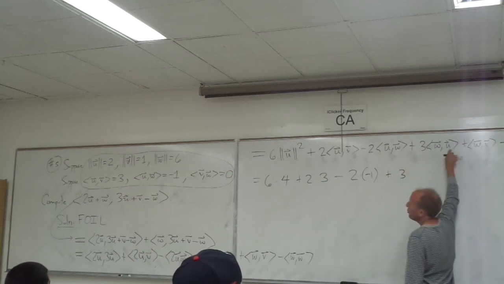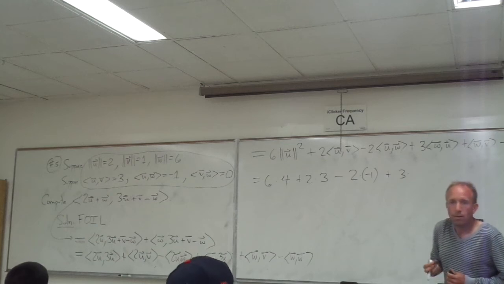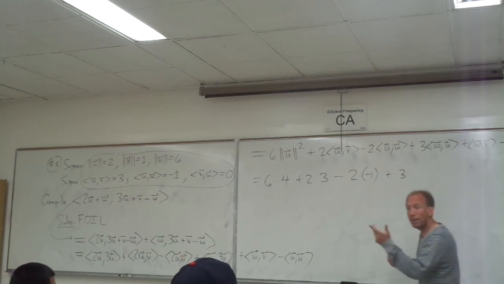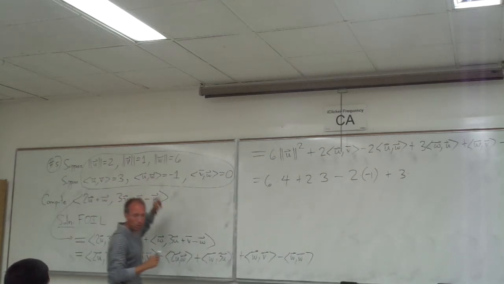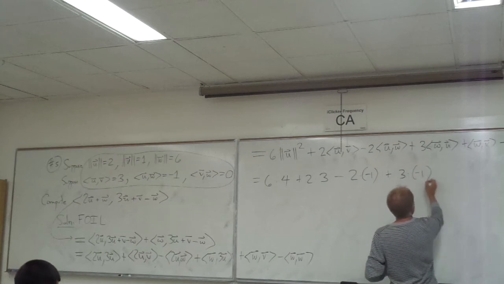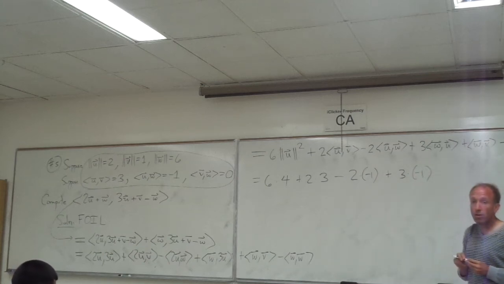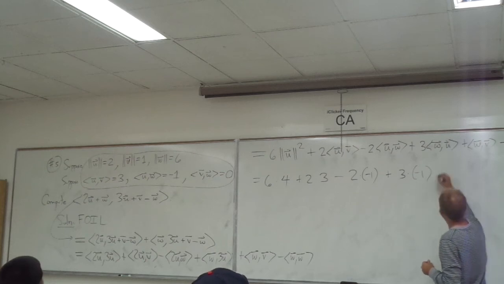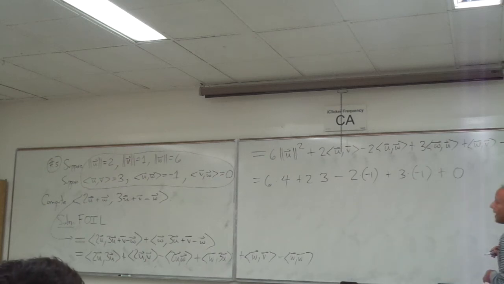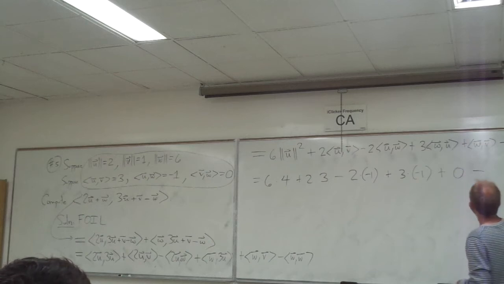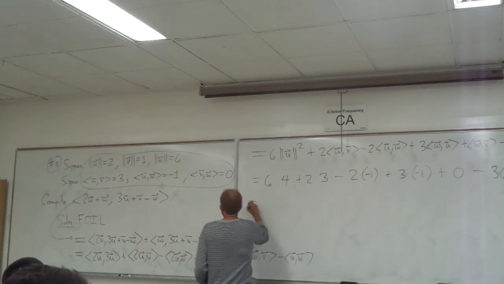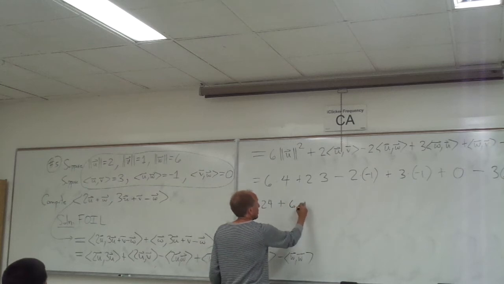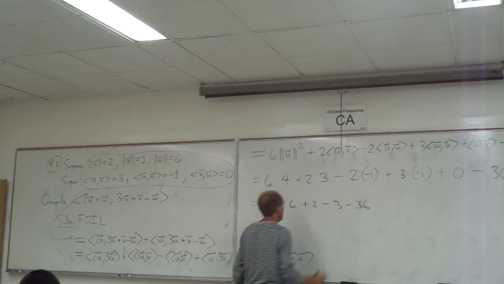Oh, the inner product of w with u, I don't see that up there anywhere. It's the same. The inner product of w with u is the same as the inner product of u with w, so I can just use that. It's -1. Okay, very good. What's the inner product of w with v going to be? That one is 0, okay? And then the last one is minus the norm squared of w, which would be 6 squared, which is 36. Okay, so we get 24 plus 6 plus 2 minus 3 minus 36, whatever this comes out to.